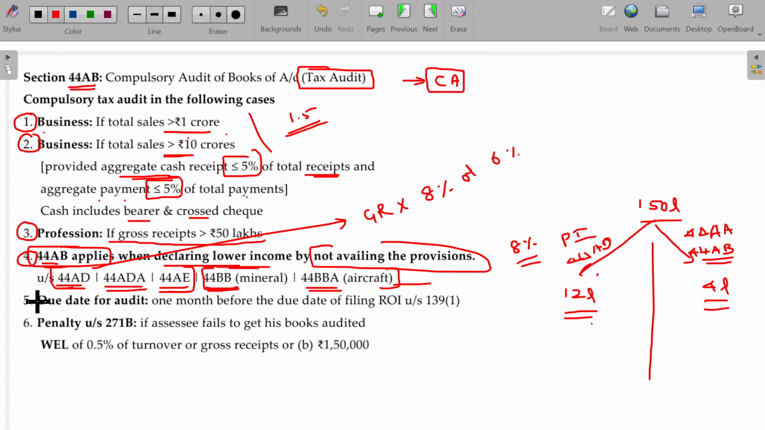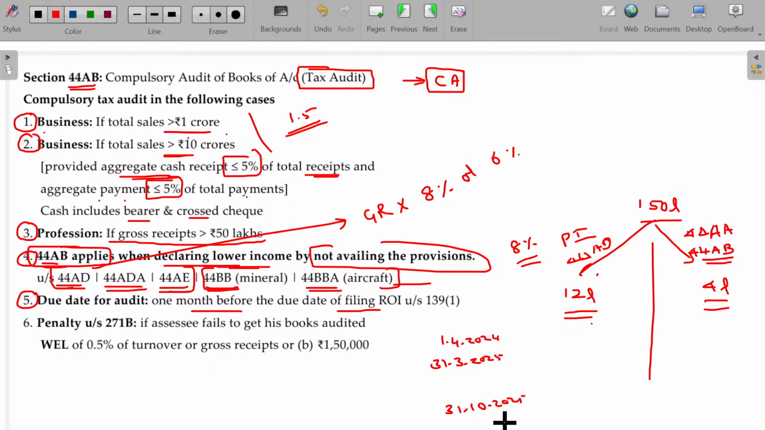Fourth, the due date for audit is 1 month before the due date for filing of return of income. Say the financial year begins on 1/4/2024 and ends on 31st March 2025. What is the due date for filing of return of income as per section 139(1) for the audit case? 31st October 2025. Am I right? This is about the due date. Requires no audit means 31st July. Requires audit means 31st October.